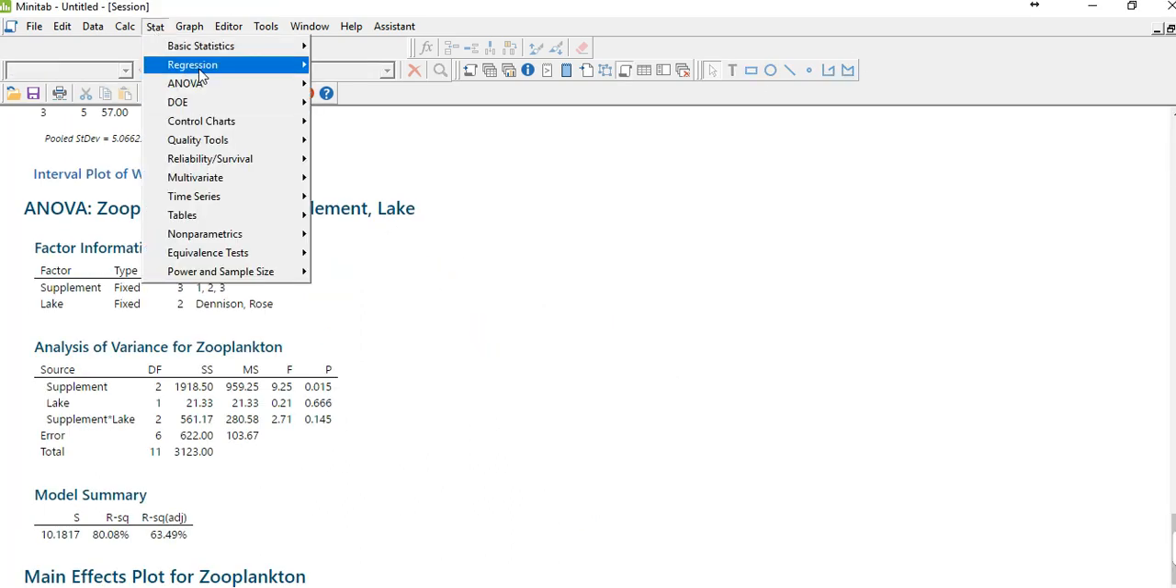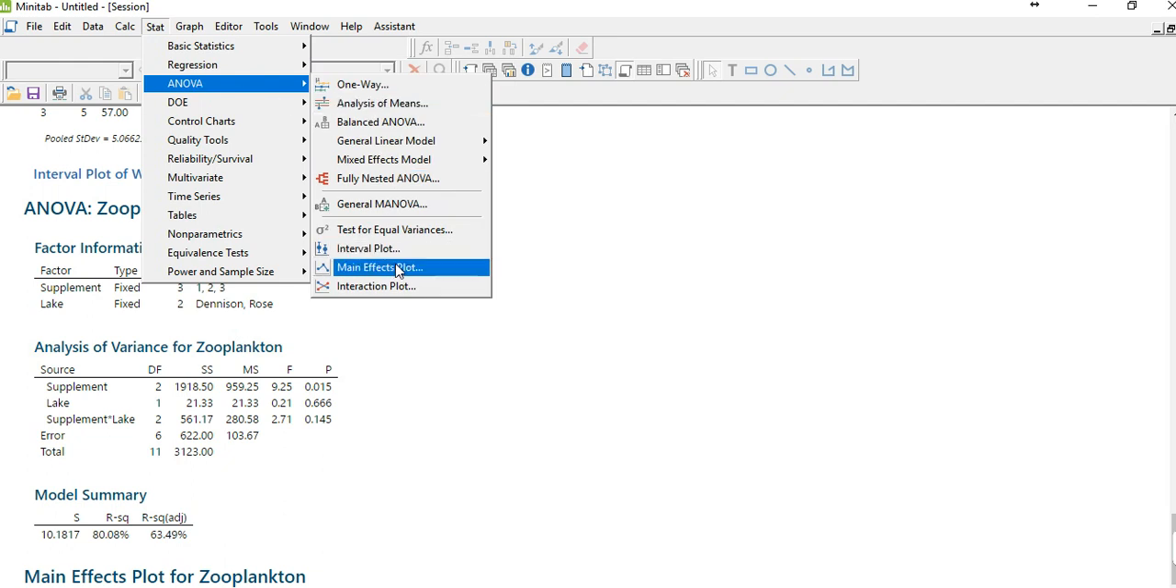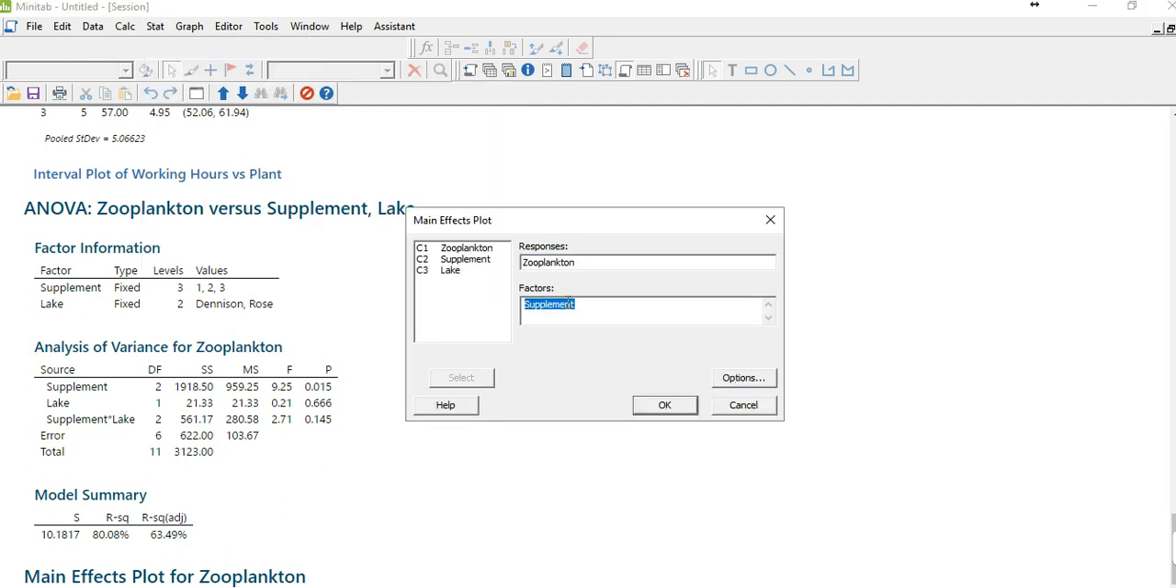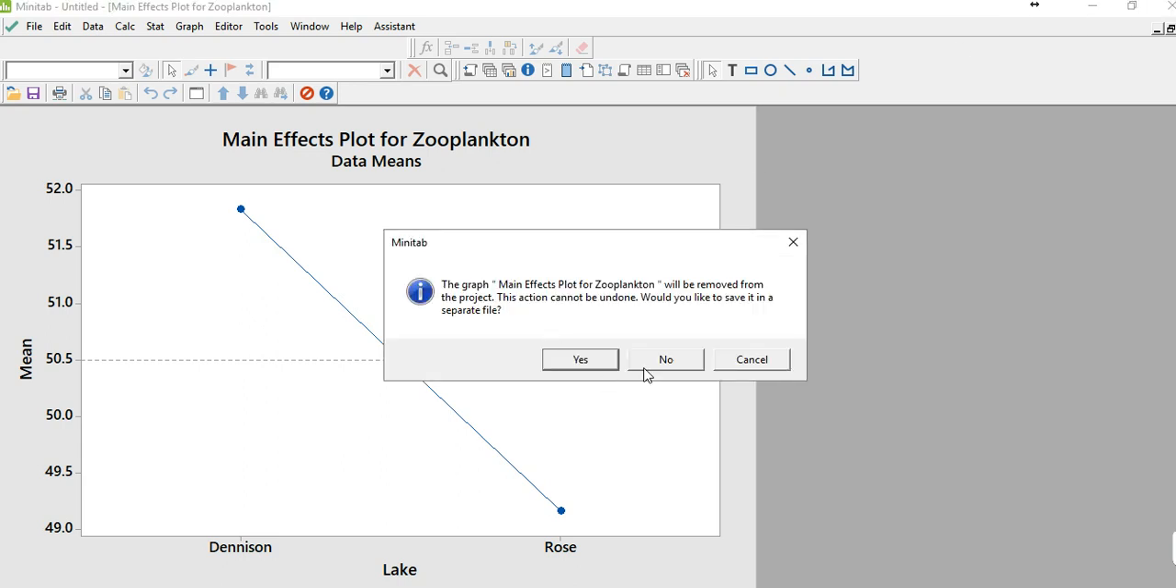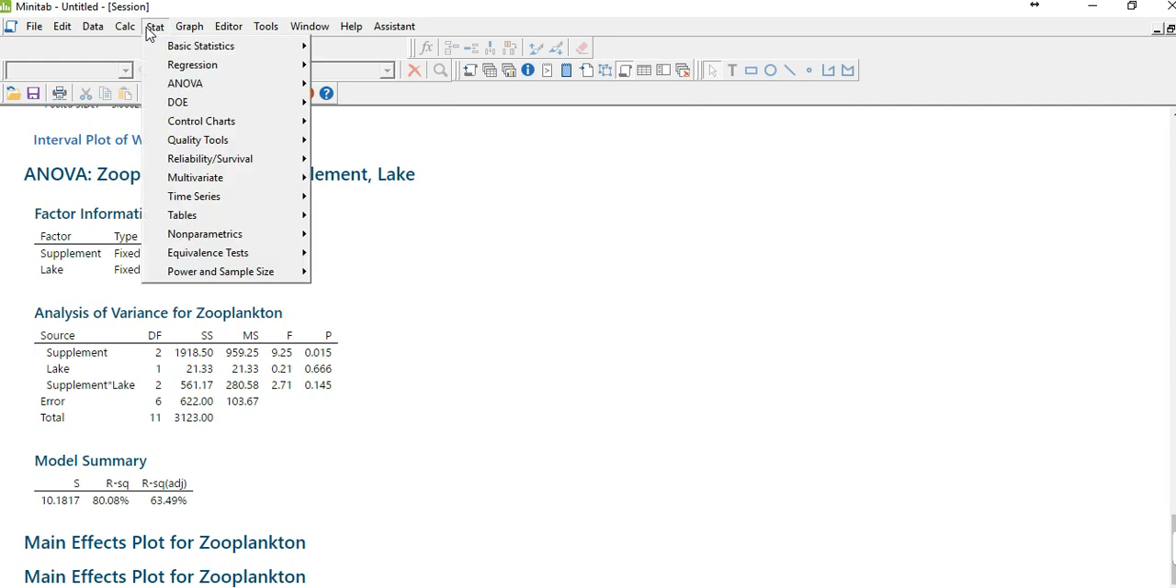Now you can also look at the ANOVA main effect, look at the effect of lake. Okay, it seems that there's some effect of the lake. However, this is just a visual display, and also the numerical output, we should always check the p-value. And the p-value said it's not significant, so there's no significant lake effect on the counts of zooplankton.